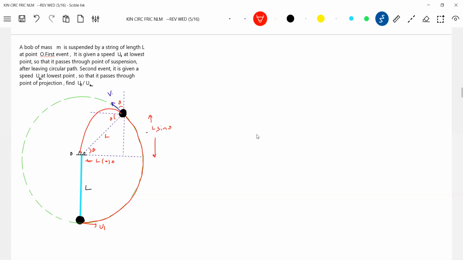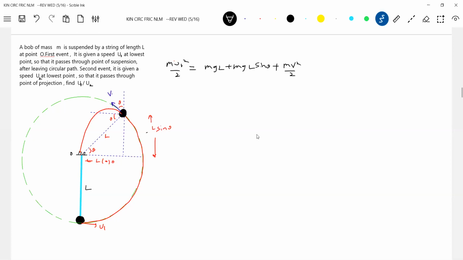Then, applying when it leaves the circular path, what is the condition? Tension should be 0. I think we all know that one. The string will be loose. For it to pass through point 2, we have a formula directly, and I asked you to memorize that formula also. For the second situation, I'll write down all the equations and you solve it. We have already discussed this in class. m u1 square should be equal to mgL plus mgL sin theta plus m v square by 2.